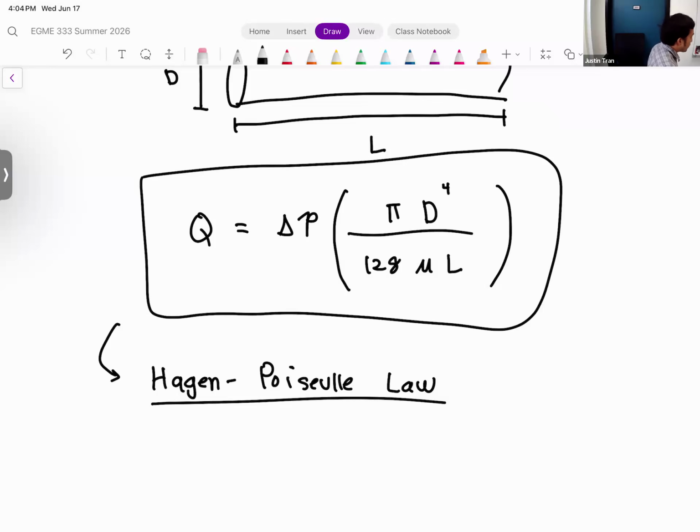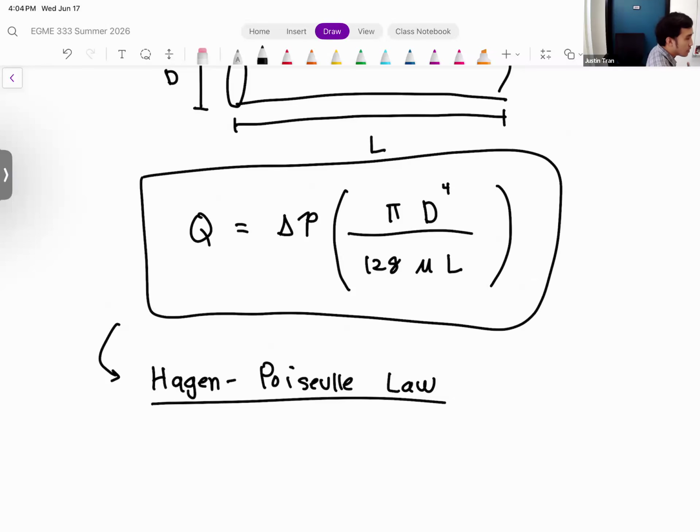Right, so flow in a pipe, given that it's laminar, we have an explicit relationship between flow rate and pressure drop, which is actually really good. Okay, so we can use this formula to compute pressure drop.